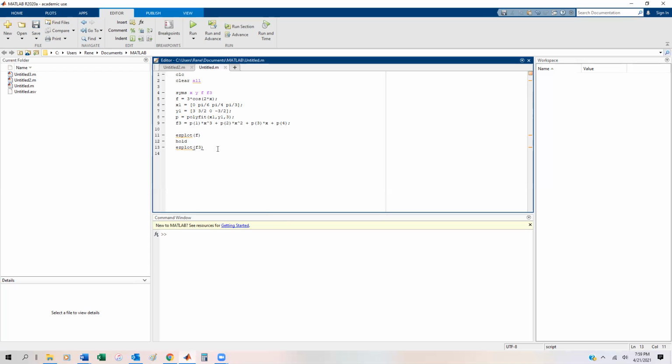All right, so I'm going to easy plot f3. I need to hold on here. And then I'm also going to plot x1, comma, y1 as points. All right, and we'll hold off. So let's see what we get out of this.